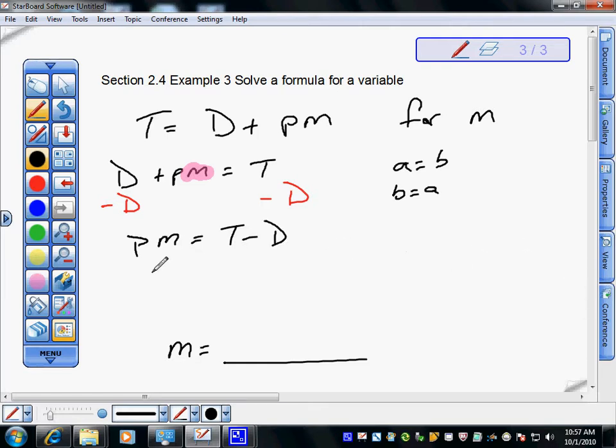Now I have it in a situation where I have something times M equals T minus D, and we undo times with division. So now it is time to divide the P out. I divide the P out, and I will get M equals T minus D over P.